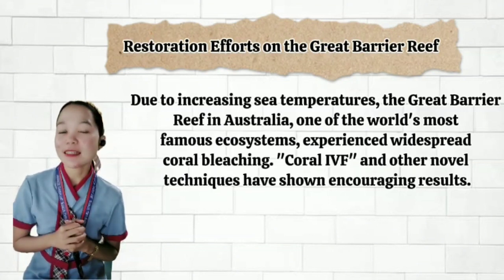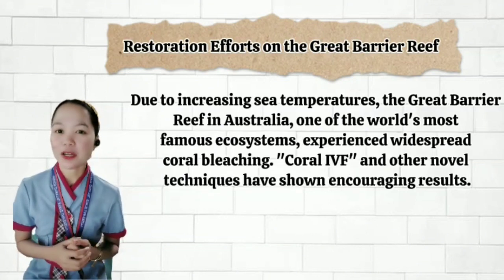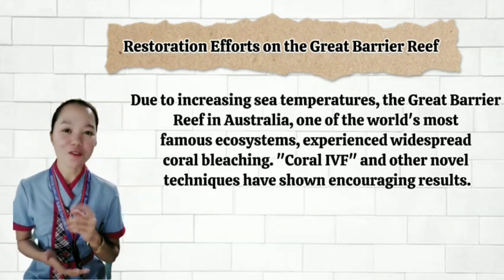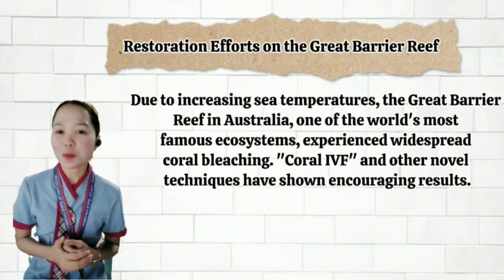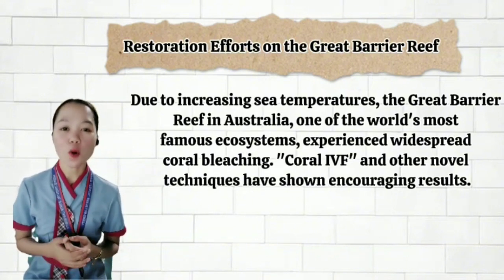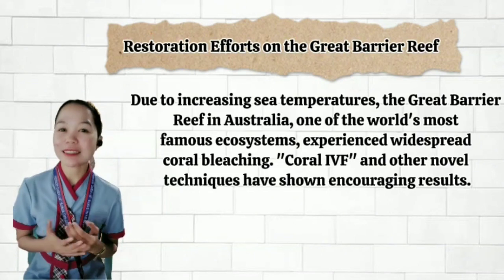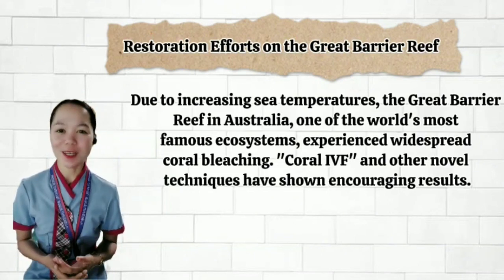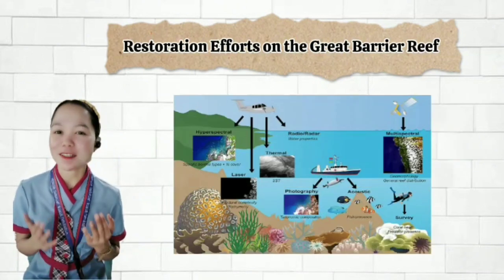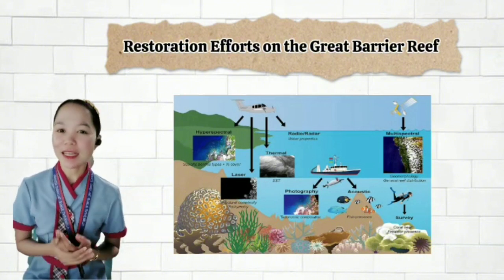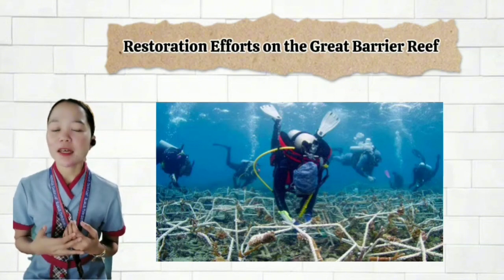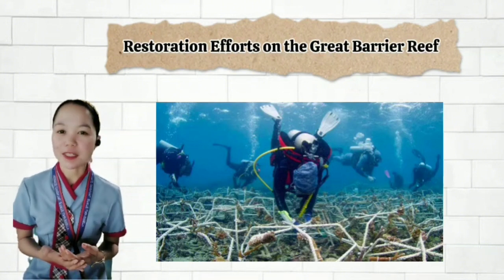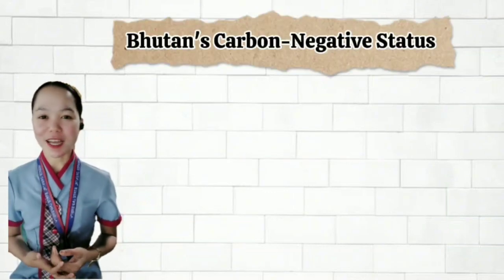For number 2, restoration efforts on the Great Barrier Reef. Due to increasing sea temperatures, the Great Barrier Reef in Australia, one of the world's most famous ecosystems, experienced widespread coral bleaching. Coral IVF and other novel techniques have shown encouraging results. Scientists have been able to successfully produce and transplant heat-resistant coral, which is helping to restore and strengthen weakened areas of reefs.